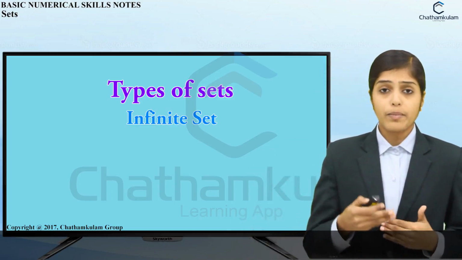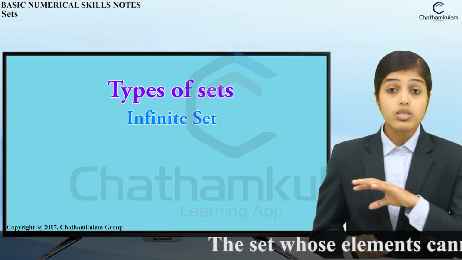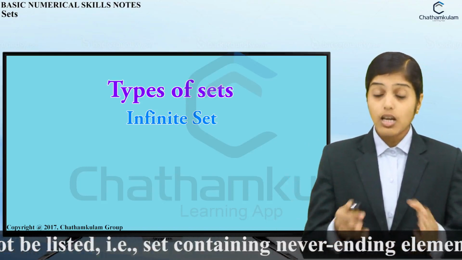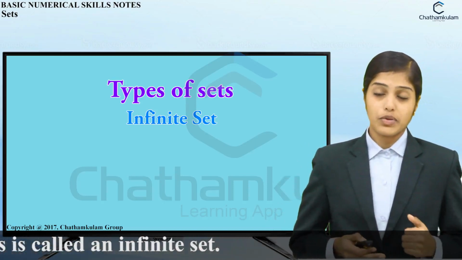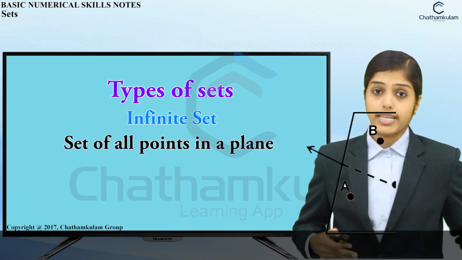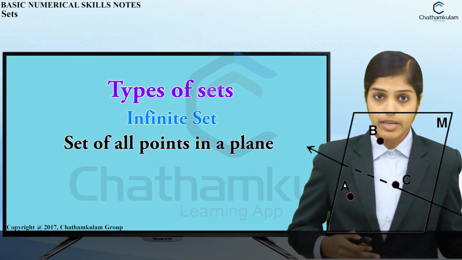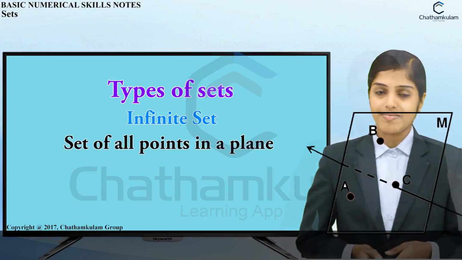Next, infinite set. So what do you mean by infinite set? That is the set whose elements cannot be listed. That is, a set containing never-ending elements is called an infinite set. For example, the set of all points in a plane. Here, there are a lot of points in a plane, so this is not finite. So this is an infinite set.